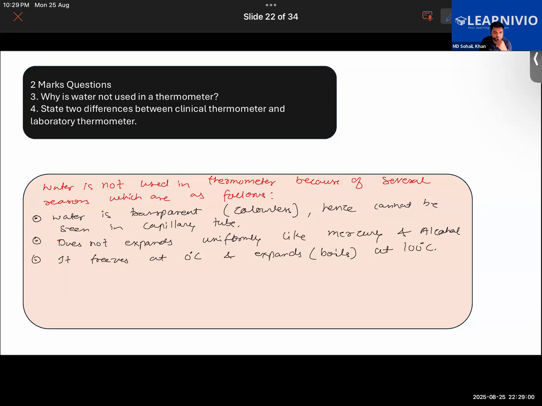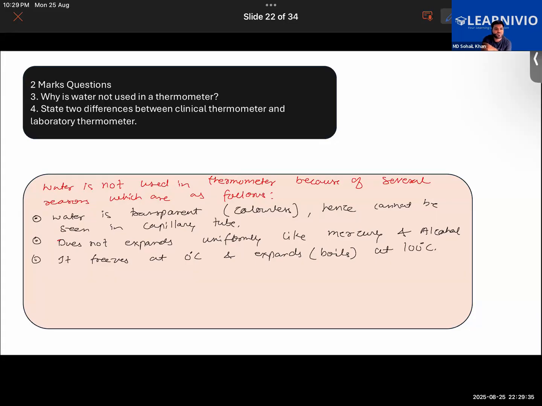It is not built to use for measuring body temperature. It is not suitable. Yes. Okay, now continue. Clinical thermometer cannot be used for very hot boiling liquids. But that point was already covered.